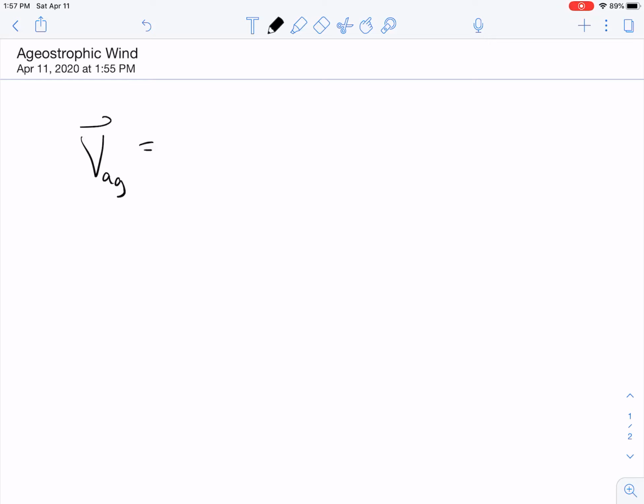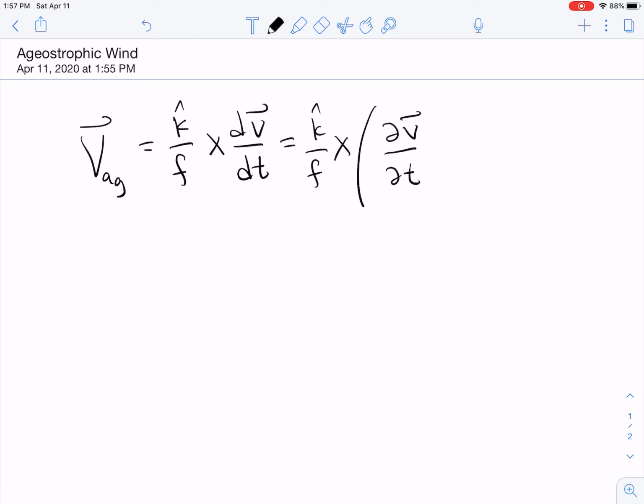We know, if we go back to dynamic meteorology, we can say that this is equal to k hat over f cross dV/dt, the total time rate of change of our velocity vector. And so we can expand out this total velocity vector such that we have k hat over f cross then three terms: local dV/dt, plus the advection of wind by the wind in the horizontal, and then the advection of the wind in the vertical.